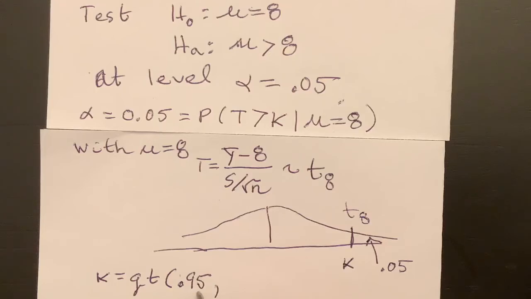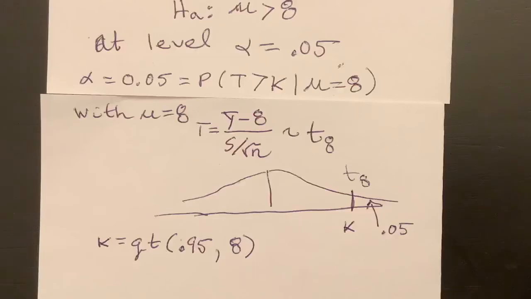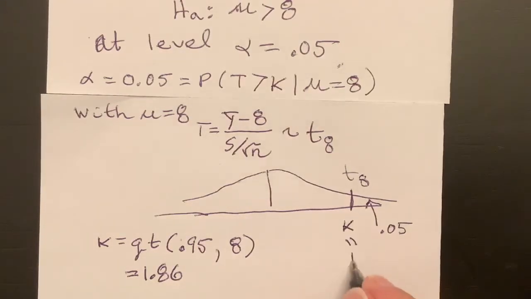It's the inverse of the CDF. And I have to tell it, this says quantile, T distribution, 0.95, 8 degrees of freedom. And if I do that, I get 1.86. Okay, so K is 1.86.